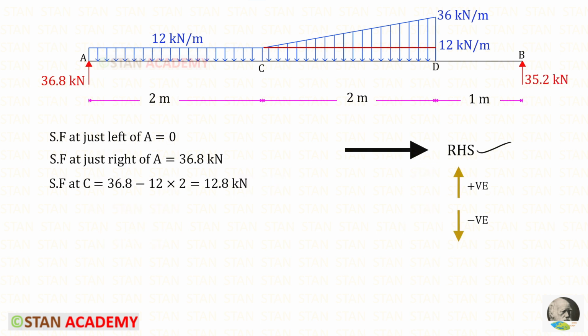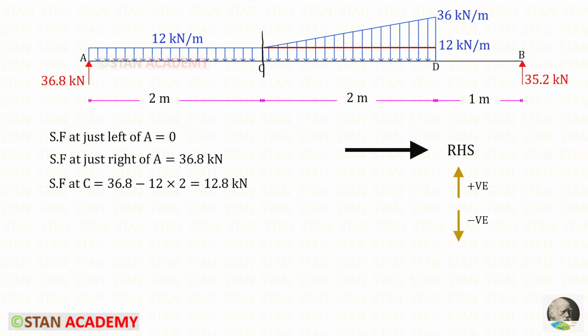Using the right hand side rule, let us find the shear force values at A and at C. Shear force at just left of A will be 0, and at just right of A will be RA, which is acting upwards, so it will be positive. Let us find the shear force at C. RA is acting upwards, so positive. The UDL is acting downwards, so negative. For the UDL, we have to take the area up to C.